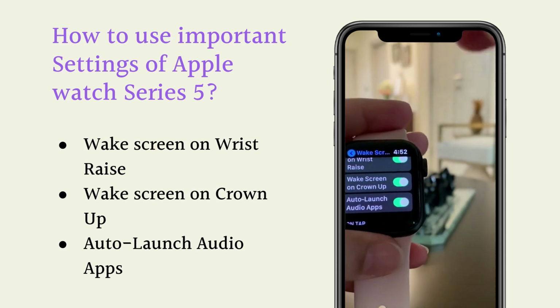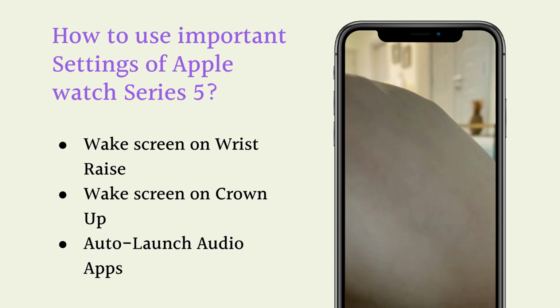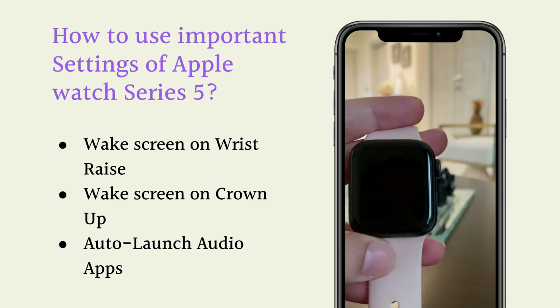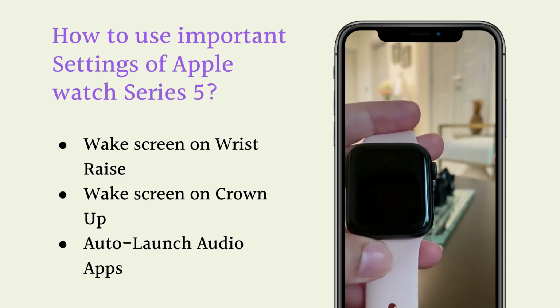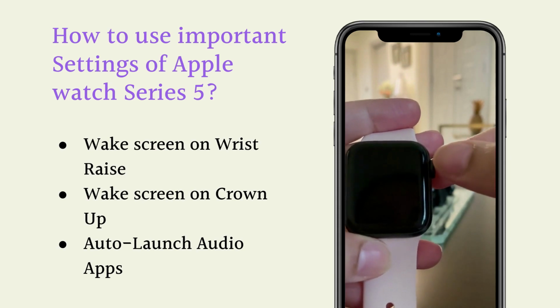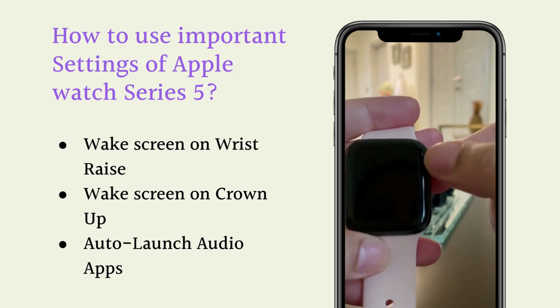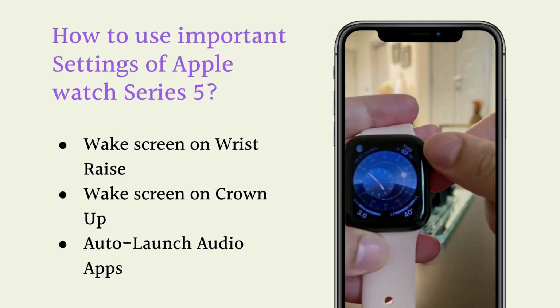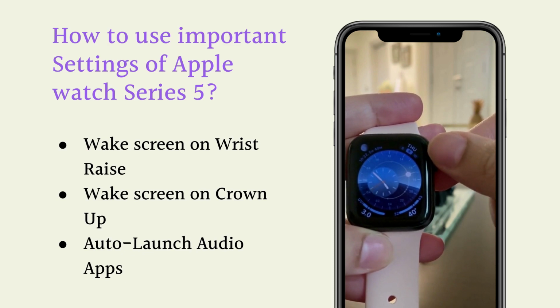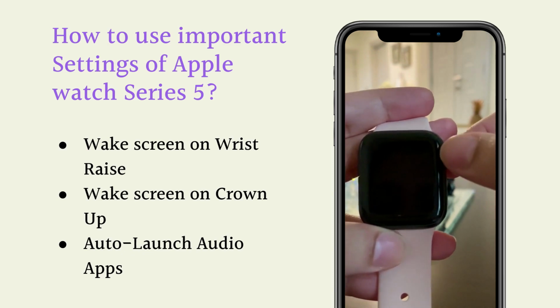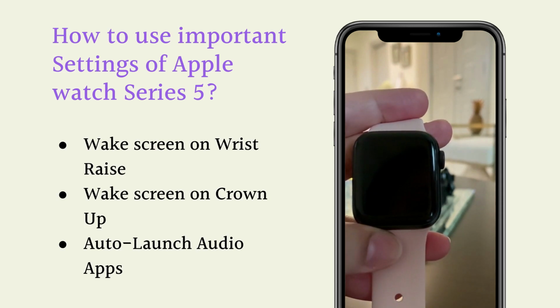Why? Because let's say you make your screen dark and you're somewhere dark, maybe in a theater or in a cinema, and you don't want to disturb anyone. So you will use the crown, move the crown a little bit up, and you'll be able to see the time. And then after checking the time, you will rotate it down and your screen is dark again.